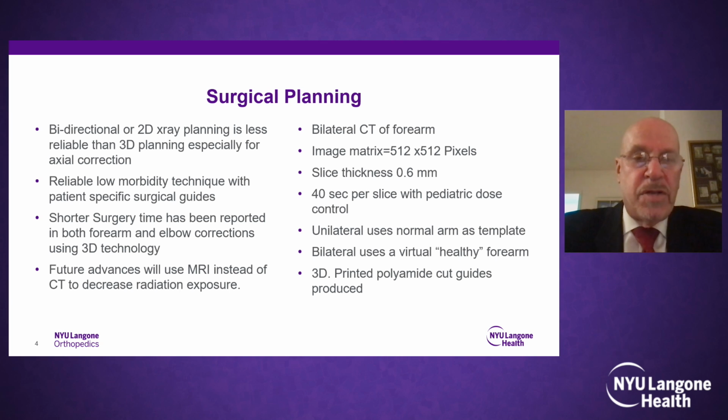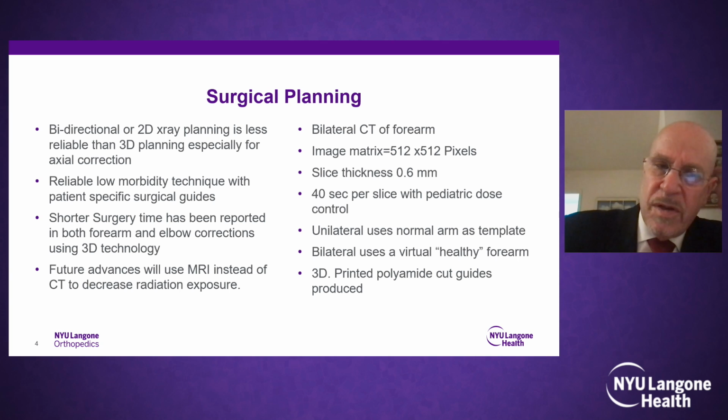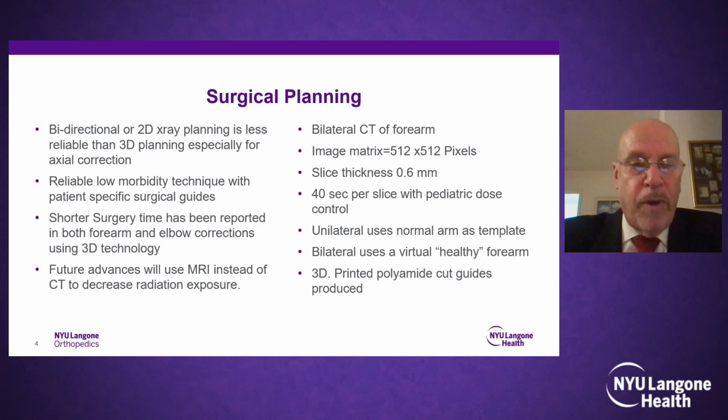Unfortunately, this requires the use of CT scans of both forearms, and hopefully the future will be able to use MRI scans to cut down on the radiation exposure. There are specific requirements for the radiologist to follow for these companies to make your surgical guides. These are some of the things: 0.5 by 0.5 by 0.5 by 1.2 pixels, 0.6 centimeters of slice thickness, and a certain amount of dosing so that the kids don't get over-radiated.